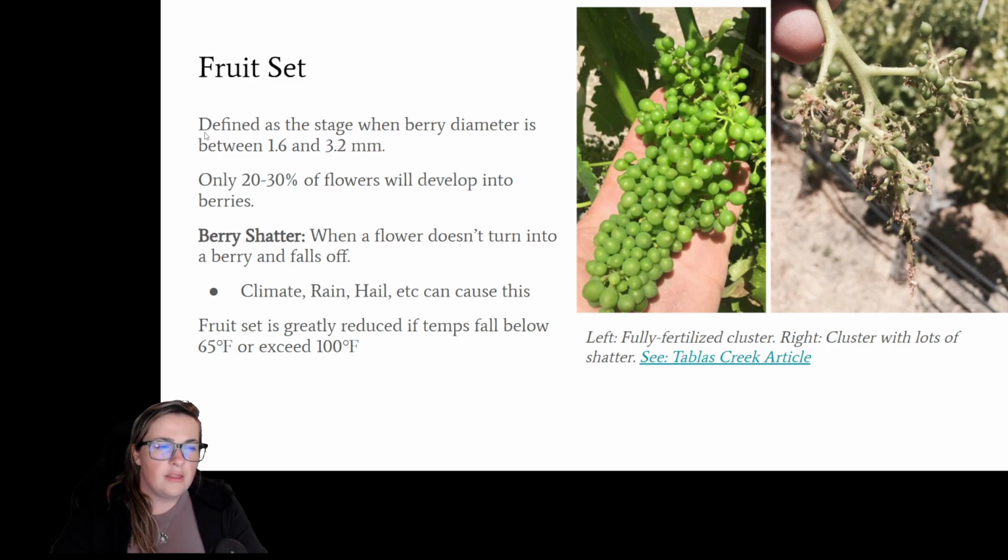Cool. Fruit set is also defined as the stage when berry diameter is between 1.6 and 3.2. Not that we would necessarily be out there measuring all those individual berries. You just know from looking at the cluster, it looks like this, right? You have berries set, you got fruit set.